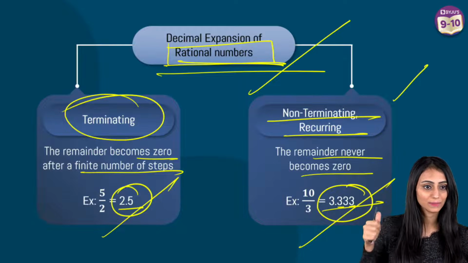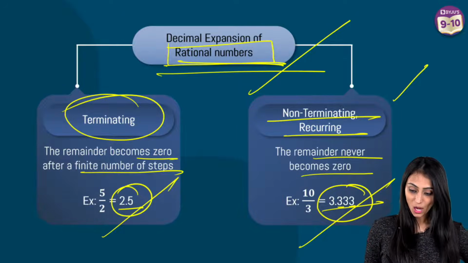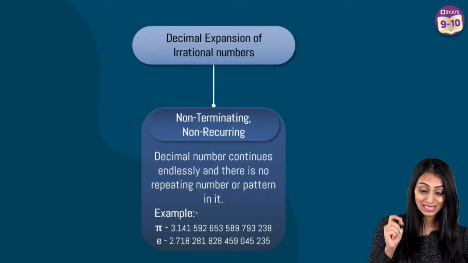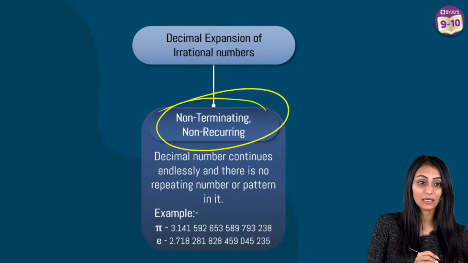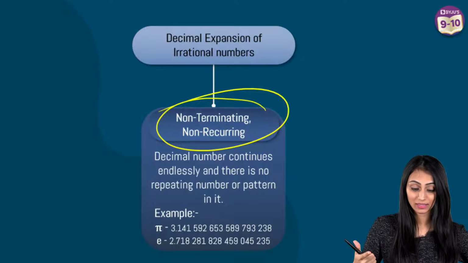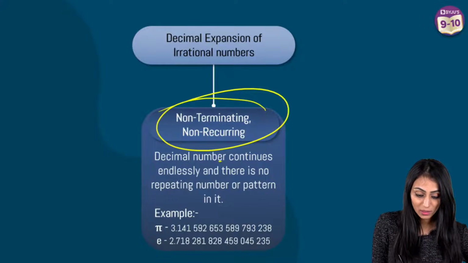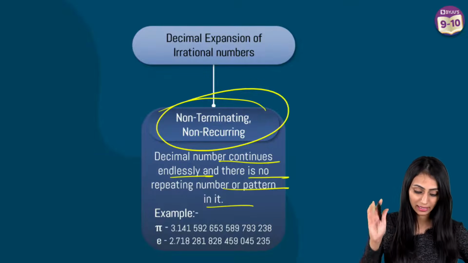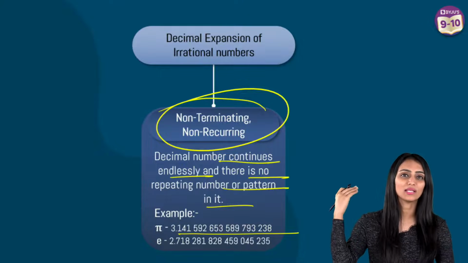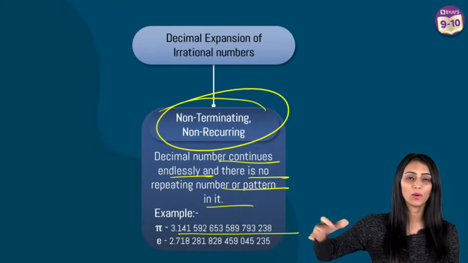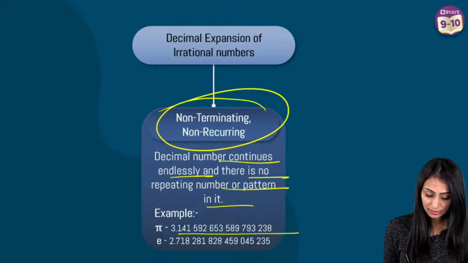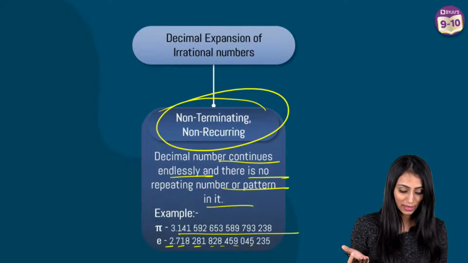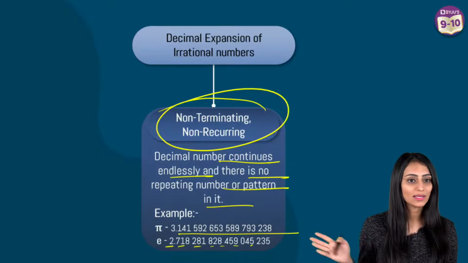Grisha, no doubts? Great. Now we will talk about the decimal expansion of irrational numbers. When you see that the decimal expansion is non-repeating and non-recurring, the decimal number continues endlessly and there is no repeating number or pattern in it, like numbers such as pi. You saw that the number was endless after the decimal point, there was no pattern. And like this exponential value 2.718281, you can see that there is no pattern, and it is going endlessly.